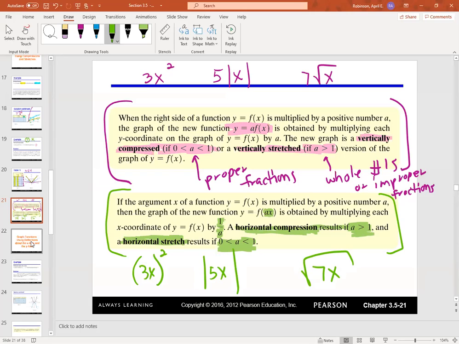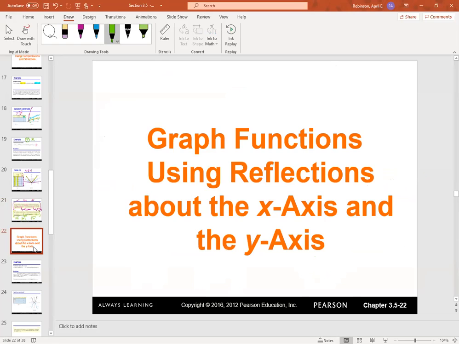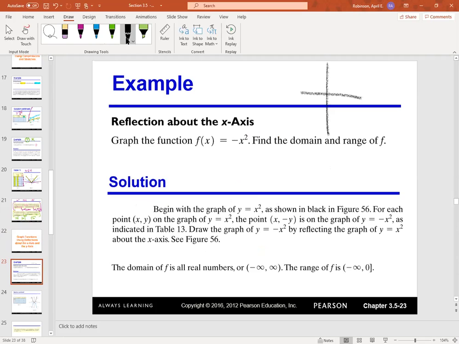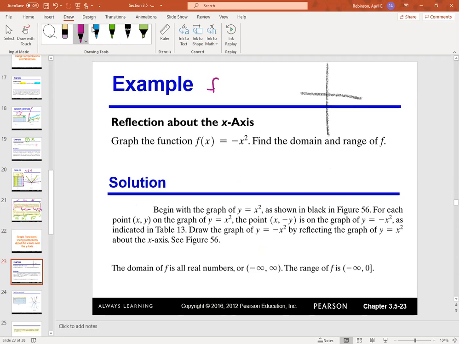And the last concept is, oh yeah, reflections about the x-axis and the y-axis. And that's when this thing flips or spins. So it says graph the function f of x equals negative x squared and find the domain and the range of f. The original function, which would have been f of x equals x squared, that was this guy, right?